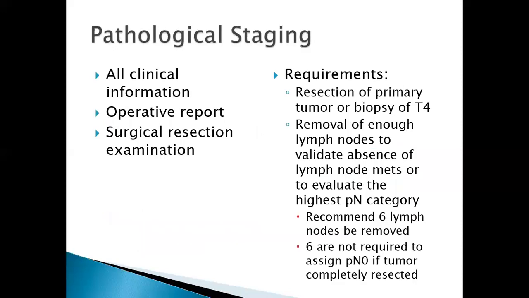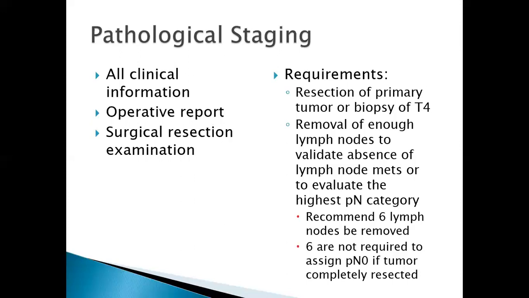The pathological classification is used to guide adjuvant therapy and provides useful information to estimate prognosis and calculate end results. It is based on all clinical information and additional information acquired from surgery that the surgeon will document in the op report and the examination of the resected specimens by the pathologist. The requirements to assign pathological stage for lung cancer is to have a resection of the primary tumor or a biopsy proving a T4 lesion and the removal of enough lymph nodes to validate the absence of lymph node metastases or that evaluates the highest pN category.